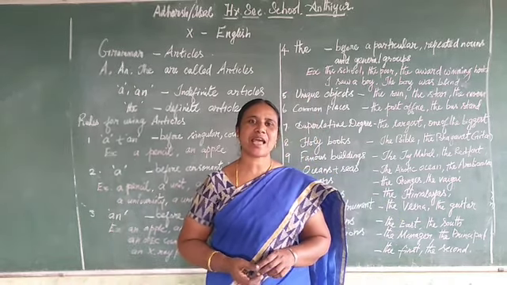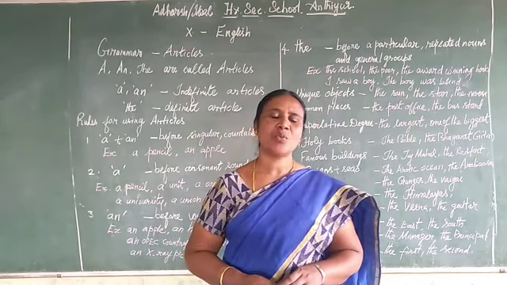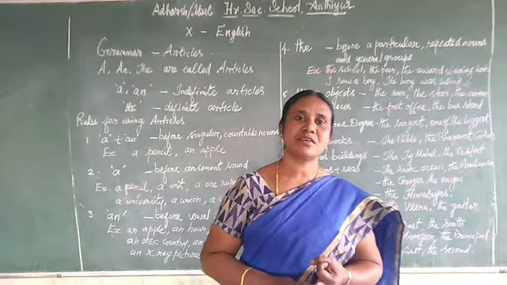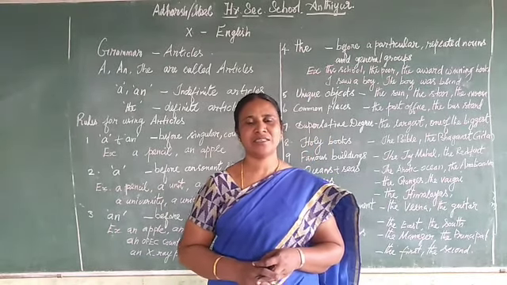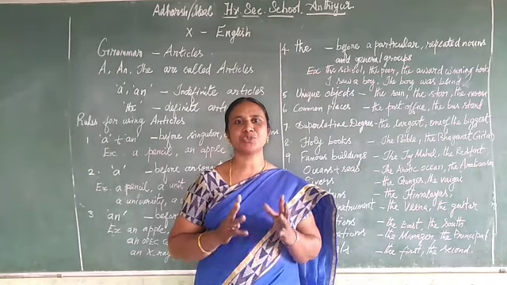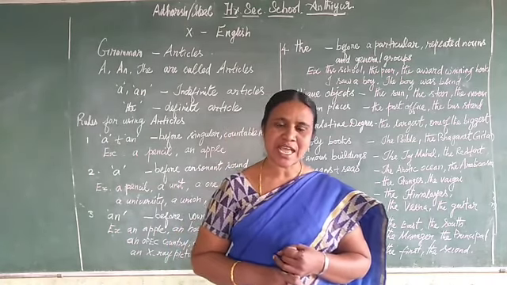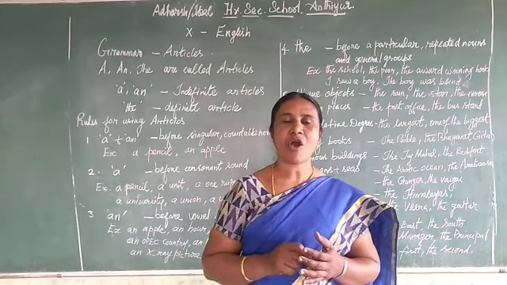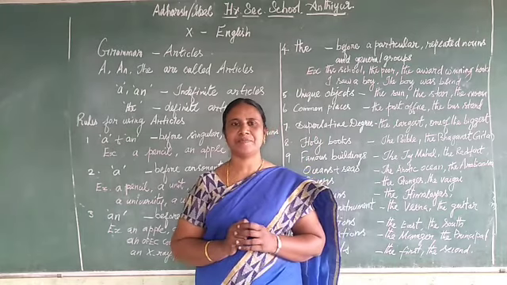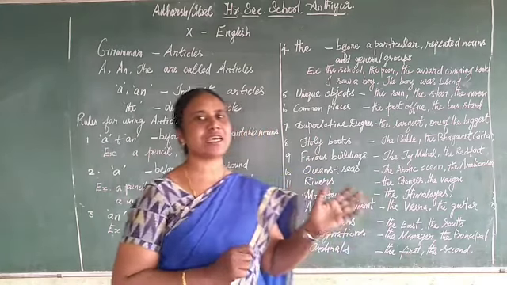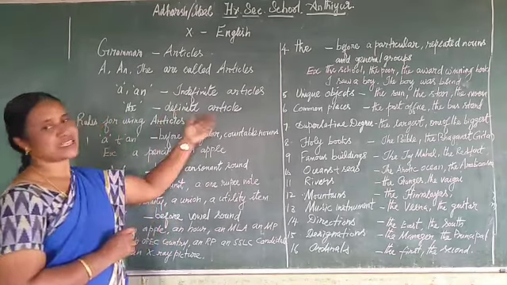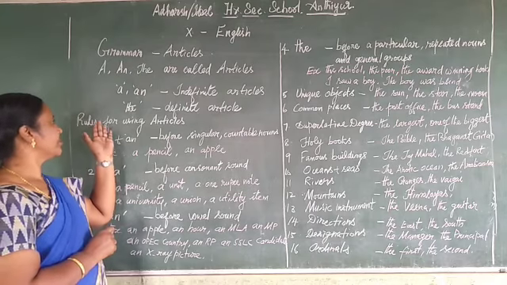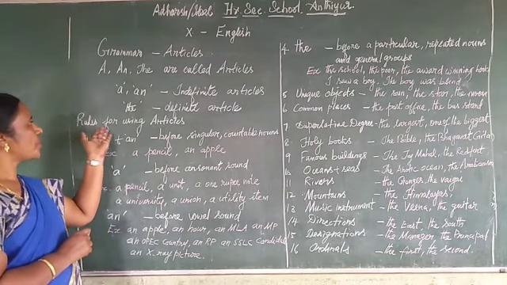Today's class is grammar, articles. What are the articles? A, an, the are articles. The articles divide into two: definite articles and indefinite articles. A, an are indefinite articles. The is the definite article. So, the rules for using articles.